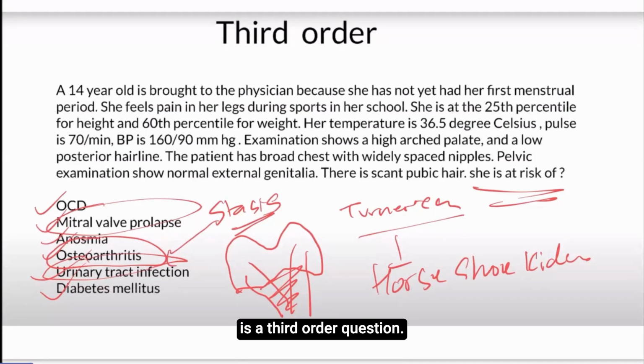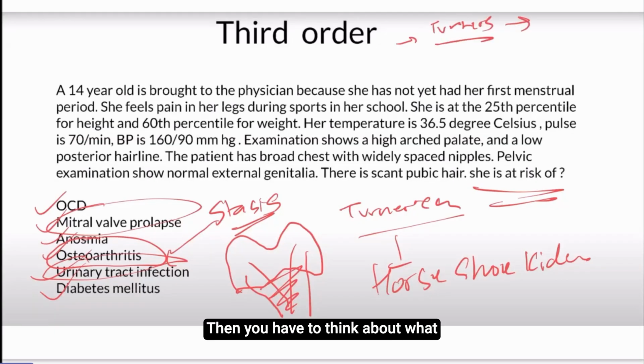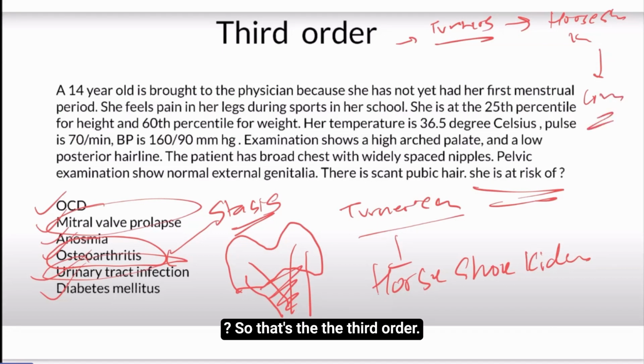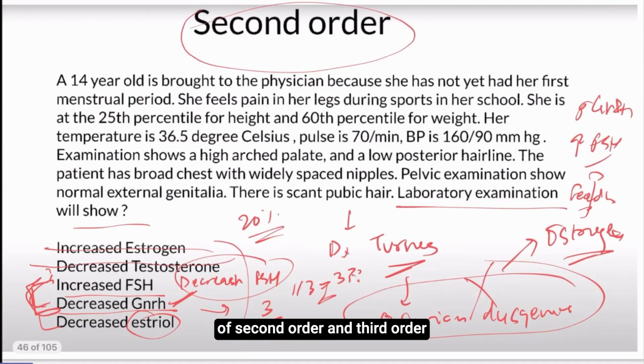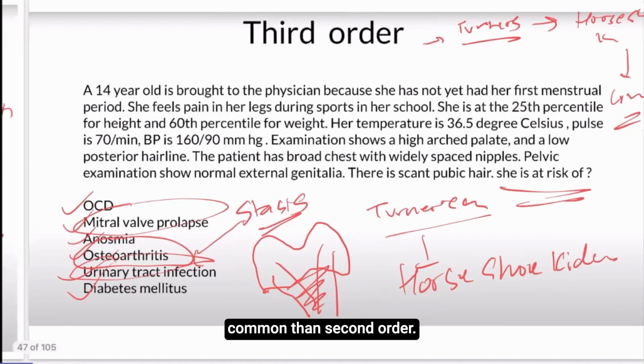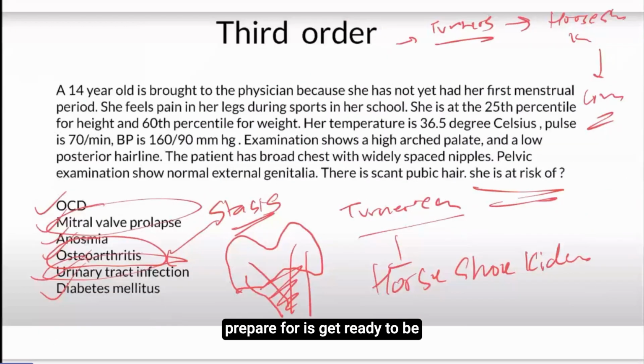This is a third order question. You first have to identify the condition, Turner's. Then you have to think about the most common complication, horseshoe kidney, and what is the complication of the most common complication or comorbidity. That's the third order. Most of the USMLE questions, at least for Step 2, I know, are third order. For Step 1, you will see a mixture of second order and third order, with third order being more common than second order. That's what you need to prepare for, to get ready to be able to do this third level thinking. That is very quiet.